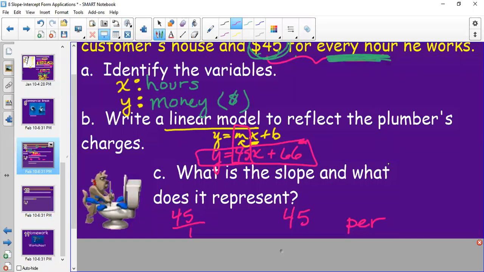So we were answering this question about what does 45 over 1 actually mean in terms of the plumber? Why is that important to him? Well, 45 was our rise, or our y-axis, so $45 per. 1 was our run, so our x-axis, so per hour. And that's how much he makes. So the plumber makes.